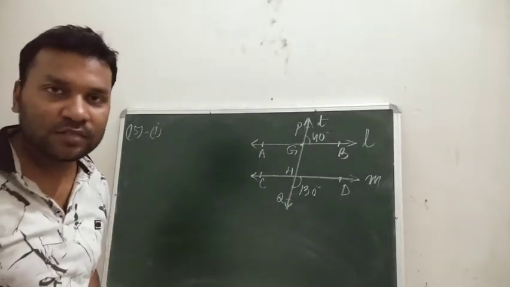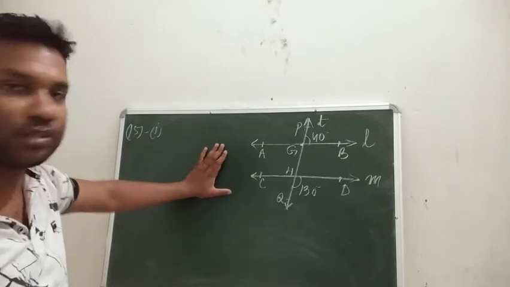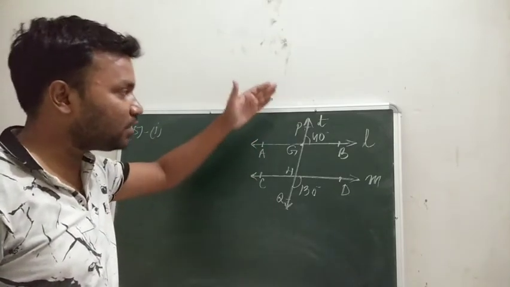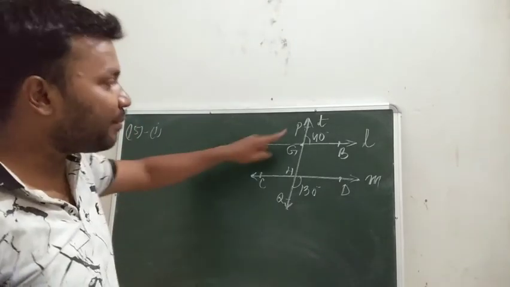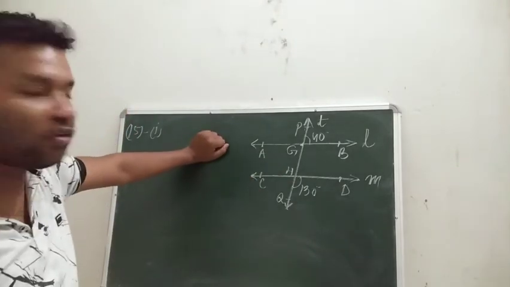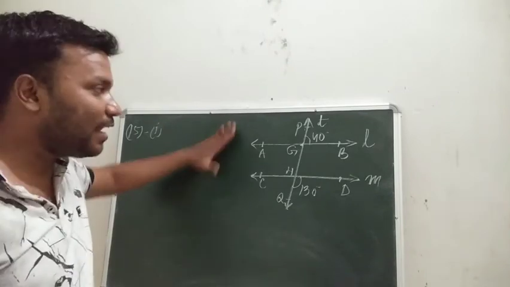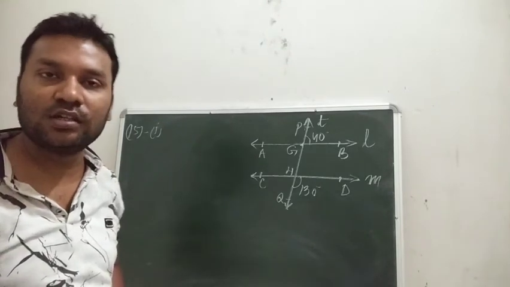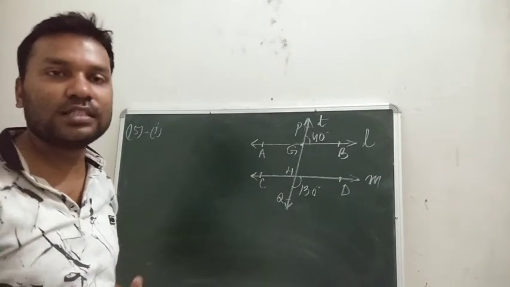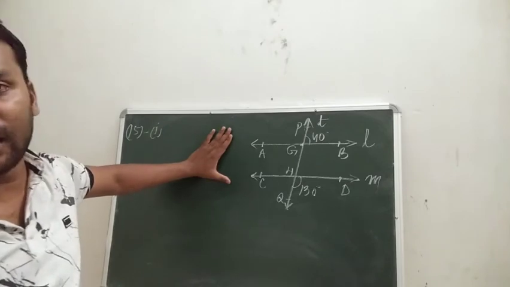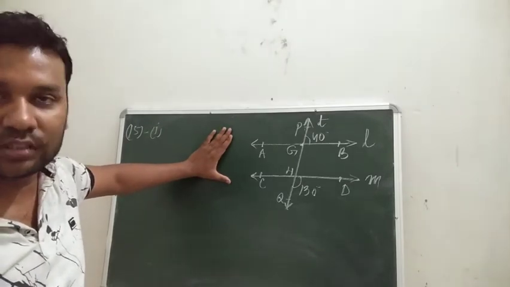Question number 15, first part. In this question, we are given two lines L and M and one transversal line T, and some angles are formed there, and the values of some angles are also given. We have to find whether the lines L and M are parallel to each other or not.